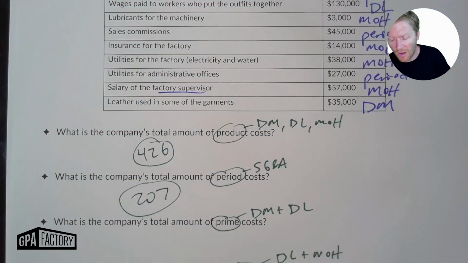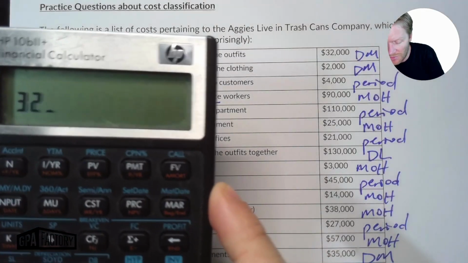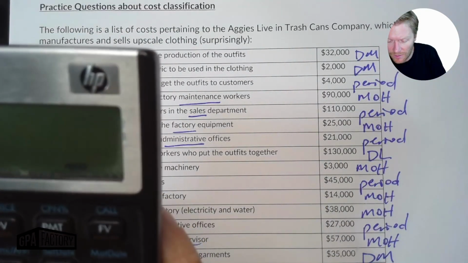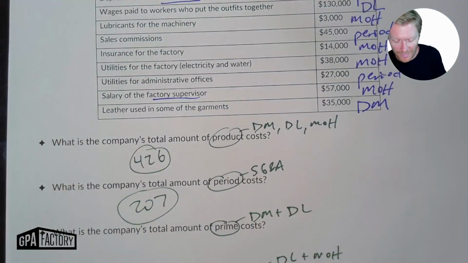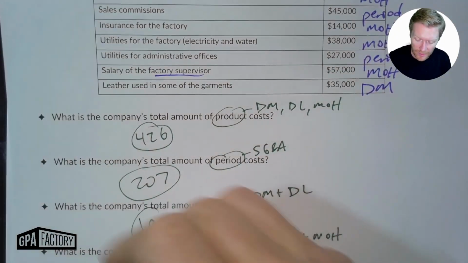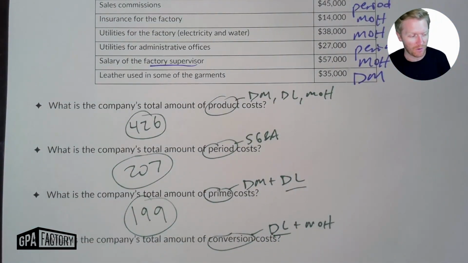Okay, total amount of prime cost, direct materials and direct labor. Really only a few items. So 4 items for this one, 32 plus 2 plus 130 plus 35. You get 199. Then a little bit tricky, but you're going to want to realize that direct labor is involved in both prime and conversion costs. So we can't just add up prime and conversion costs to get total product cost because we're double counting direct labor in that scenario.